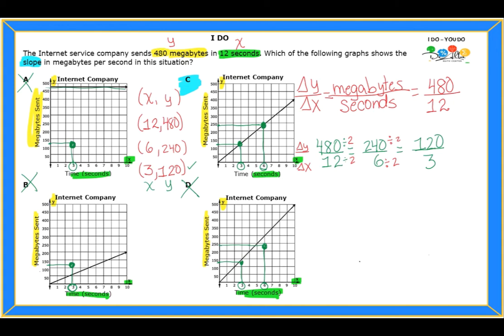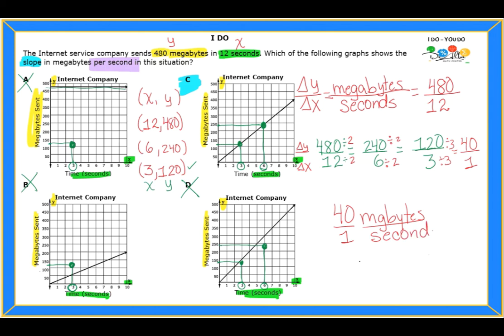Okay, did you notice that the question was asking you something about per second? And we kind of didn't find per seconds. But if you were to continue simplifying 120 and 3, both of them can be divided by 3. Is that right? And if you divide by 3, you will get 40 over 1. So 40 over 1 is another point that you can actually find on the graph. And I'm going to write it down here. And this is what basically means. This 40 over 1 means 40 megabytes in 1 second.